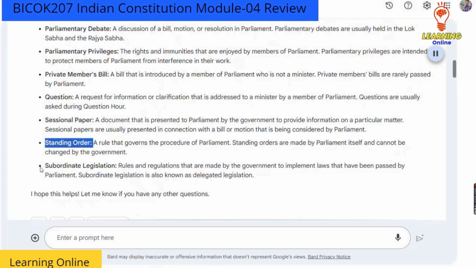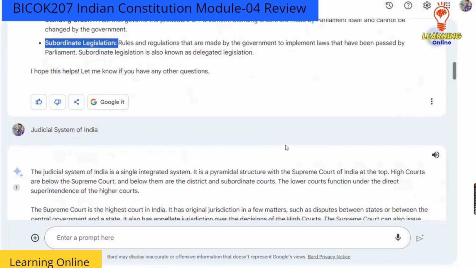Subordinate legislation, rules and regulations that are made by the government to implement laws that have been passed by Parliament. Subordinate legislation is also known as delegated legislation. I hope this helps. Let me know if you have any other questions.